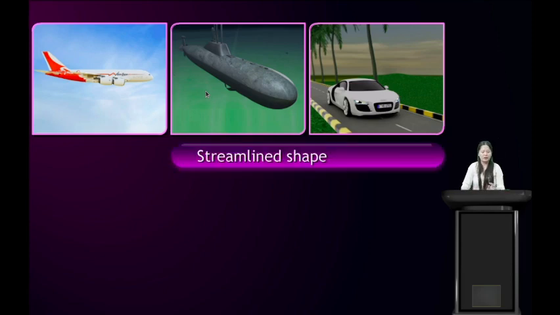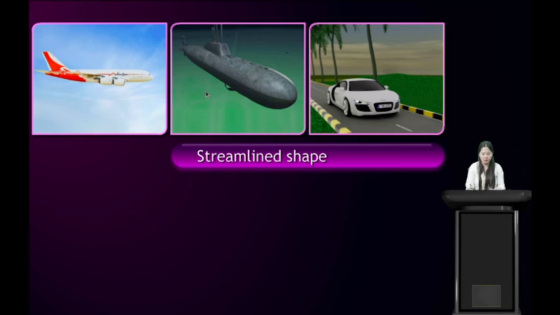Now when the scientists invented or built the airplane, submarine and car, they took hints from nature, like the fishes and the birds. They move through water, they fly in the air. So the scientists also took hints from nature, like birds and fishes, and they built the airplane and submarine in this shape known as the streamline shape.